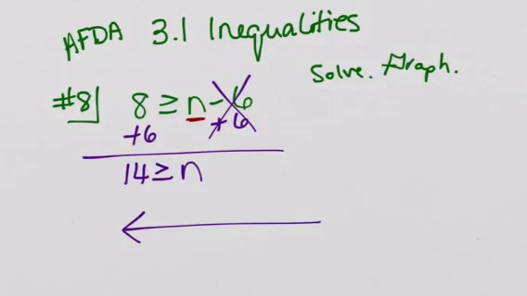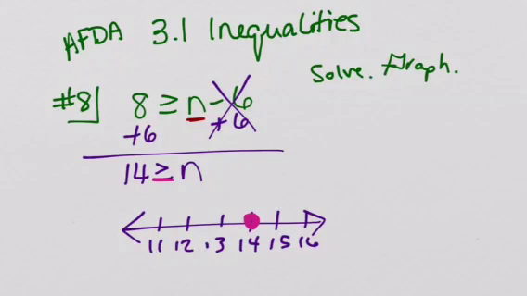So on a number line, and on the one that you have on your paper, 14 is somewhere like up here. Okay? And I'm going to draw a circle. The question is, what kind of circle? Well, it says that n could equal 14. So I'm going to fill that circle in.